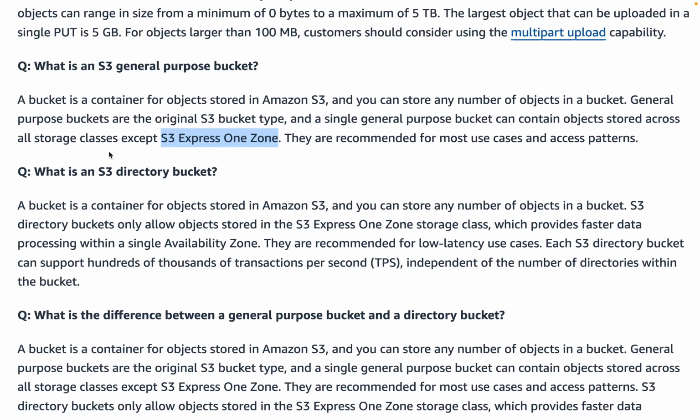What is an S3 directory bucket? So it's a folder. A bucket is a kind of folder, and directory is folder in Linux. So basically an S3 folder. A bucket is a container for objects stored in Amazon S3, and you can store any number of objects in a bucket. Same thing repeated. Note this, same thing repeated. They just want to say that again.